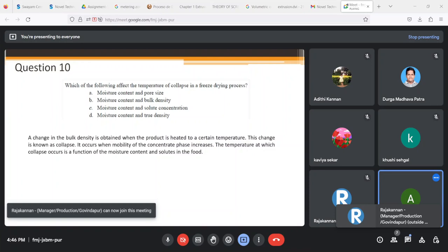So moisture content and the solute concentration are two major parameters that affect the temperature of collapse in a freeze drying process. So the answer is option C. So when you're dealing with a freeze drying process, you can't keep on heating as per your liking. You have to always ensure that the temperature of your food product is always lower than the temperature of collapse. This is to ensure that your structure remains intact. Hope this is clear. What's the collapse temperature? Any doubts?